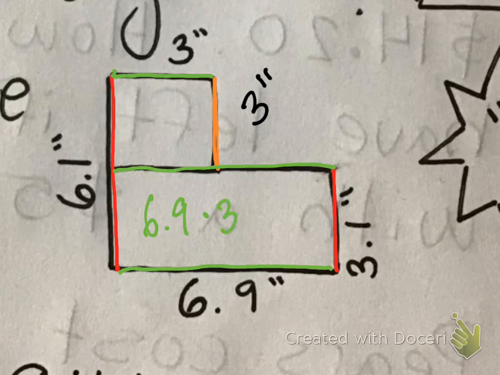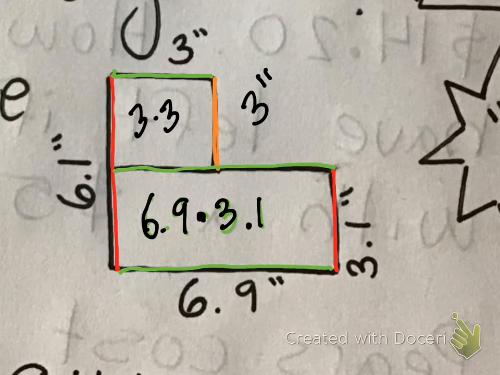6.9 and 3.1. Lastly, what about the other one? What's that length and width up there? What's the length and width of the top one? 3 and 3? Yes, Miles, it is 3 and 3. So then we just do the math. So what's the answer for the area for the top one? 9. Let's see, Daniel, it is 9.